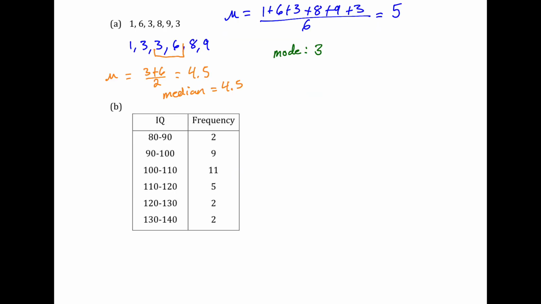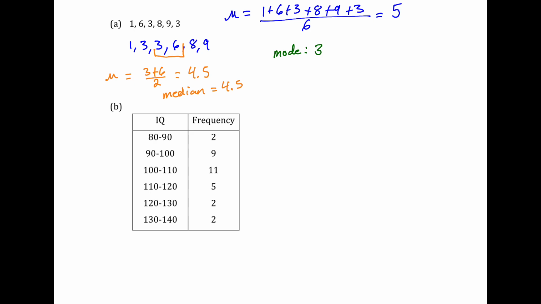So there's a thing called the frequency table that allows us to have more than one of each number. So we got 2 numbers between 80 and 90, 9 numbers between 90 and 100, 11 numbers between 100 and 110, 5 numbers, and so on for the rest of the list. So this is what this kind of chart is meaning. There's actually a large list of numbers, and we can do the mean based on this chart. Otherwise, we'd have to list all these numbers, which is far too many numbers to deal with.